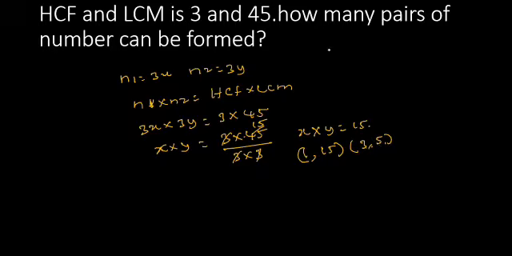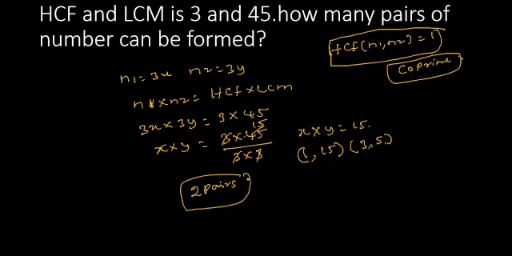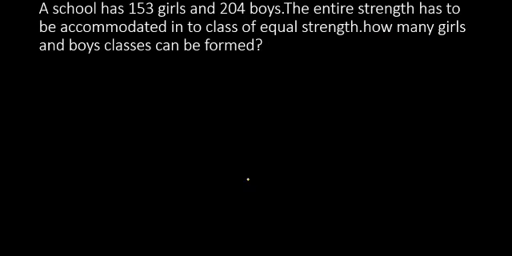What is co-prime? Co-prime means the HCF of two numbers, say number 1 and number 2, should be equal to 1. Then it is called co-prime. That means the common divisor should be 1. So there are only two pairs here, 1 and 15, and 3 and 5. So you are able to understand this.